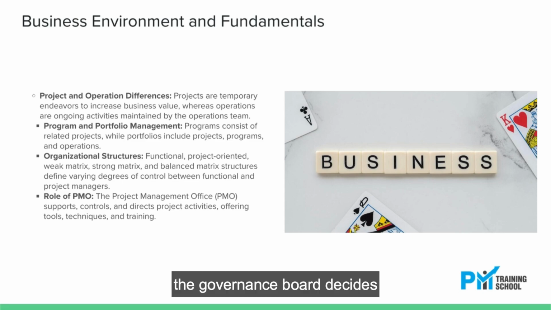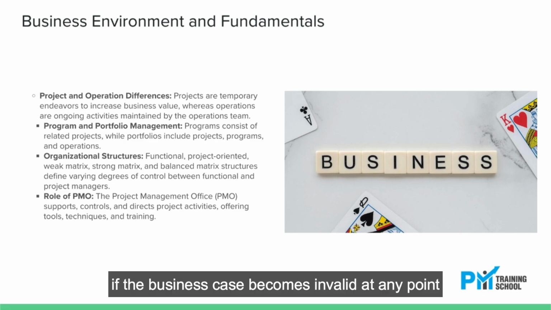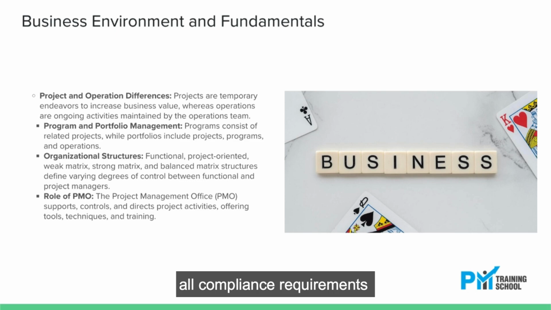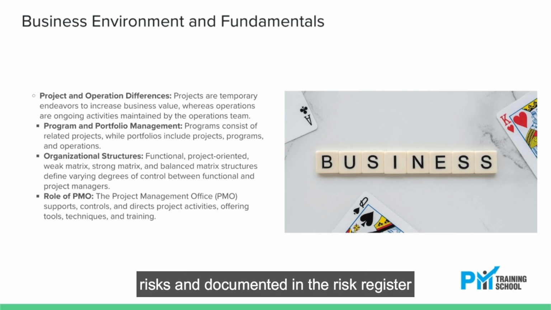The governance board decides whether a project will proceed or stop. If the business case becomes invalid at any point, they review it and may opt to cancel the project. All compliance requirements are considered as negative risks and documented in the risk register. The assumption log contains a list of constraints and assumptions.